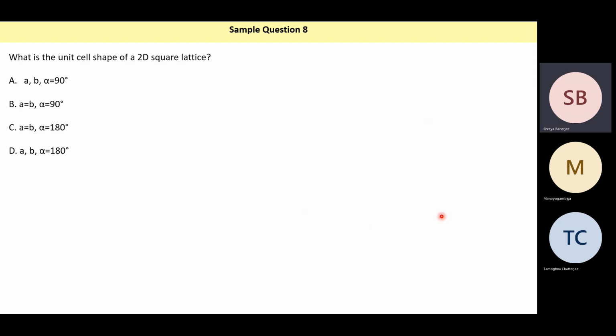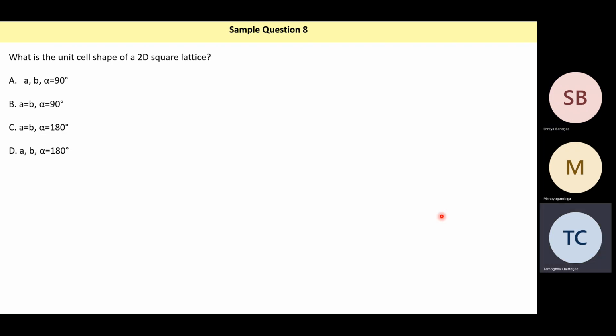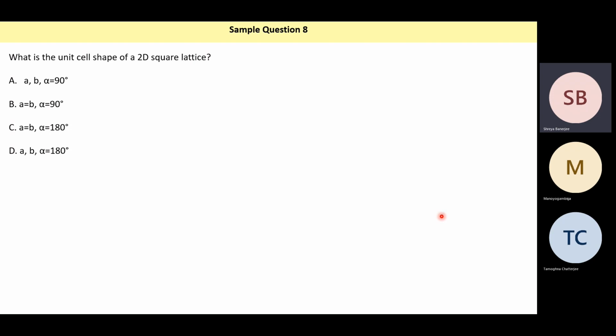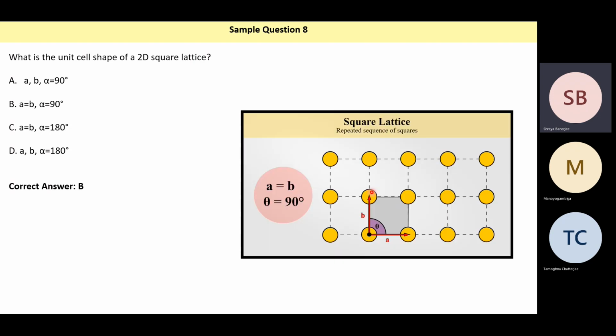The next question is, what is the unit cell shape of a 2D square lattice? Option B. Yeah, so we just studied that in the previous question. So your 2D square lattice consists of A and B being equal and alpha, the angle between A and B, being 90 degrees.